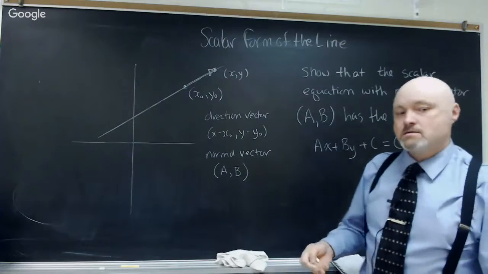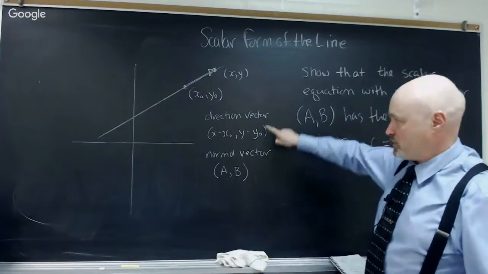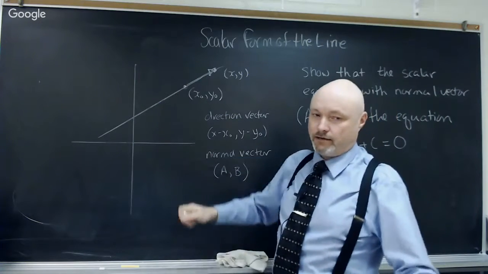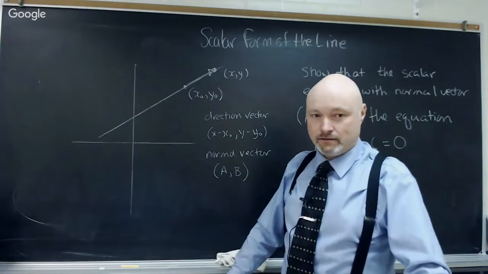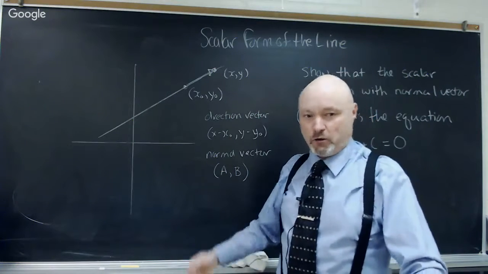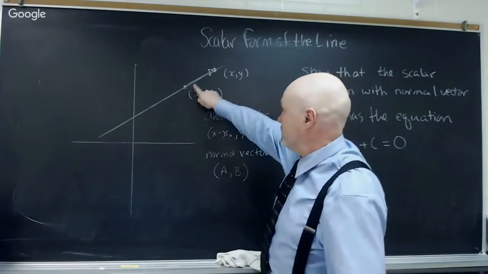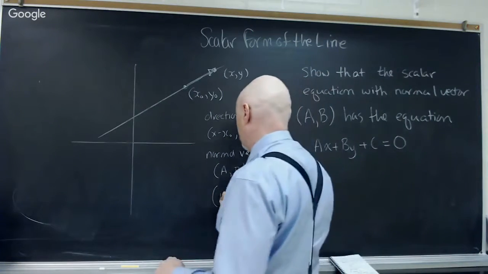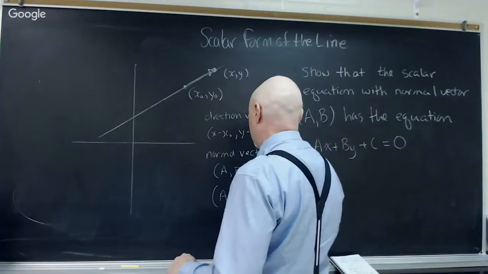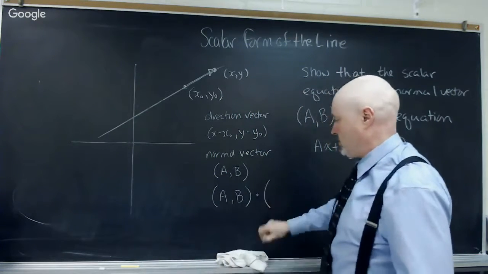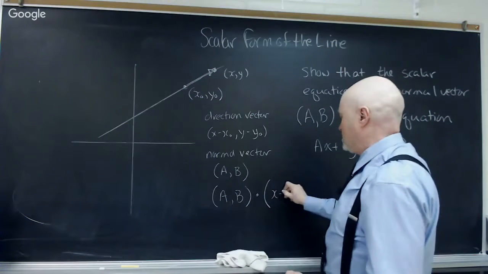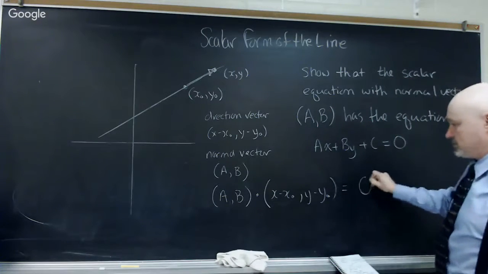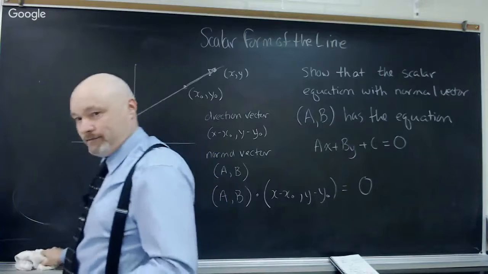Okay. What do you think the dot product is between the direction vector on this line and the normal vector to this line? What should the dot product be? 0. It should be 0, exactly. So when I do the dot product of this direction vector with this normal vector, I should get 0 by definition. Interesting. Okay, so we go AB dot x minus x naught, y minus y naught is equal to 0. I love using y naught.